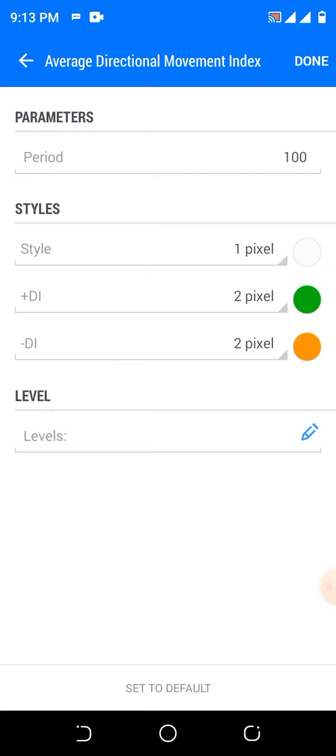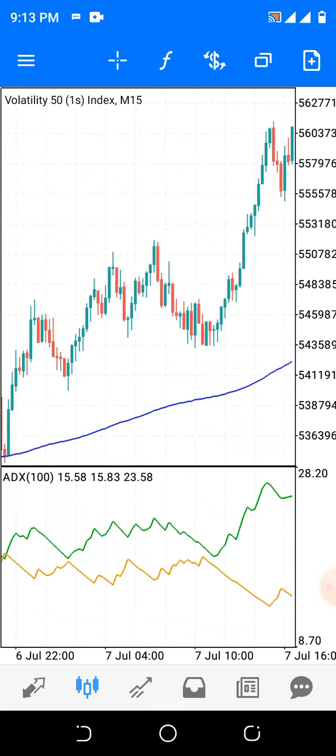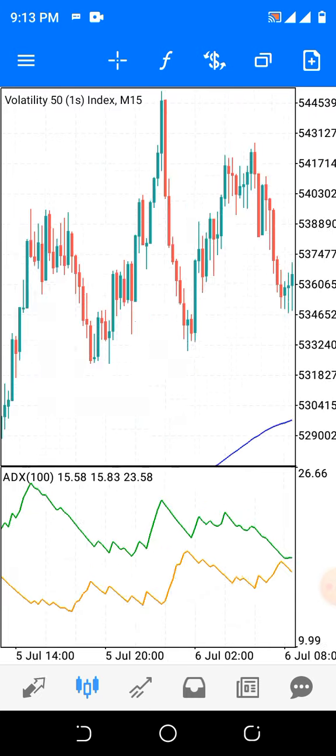The second indicator is ADX, the average directional movement index. The period is 100. The color of the style should be the same as your screen background. This is a profitable strategy. Thanks.